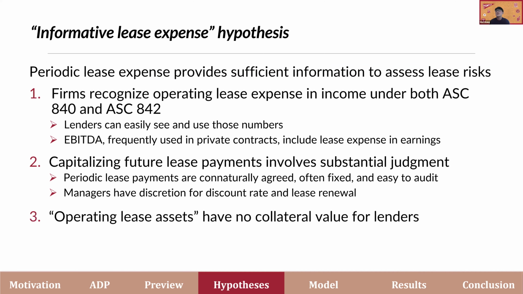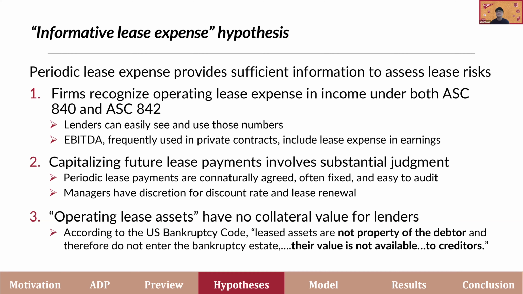And I think the third point is also very critical. If you think about this matter from the lender's perspective, what do lenders really value when it comes to lending? It's whether or not they can recover the losses if the borrower defaults. And in that respect, the so-called operating lease assets represent no collateral value for lenders at all.